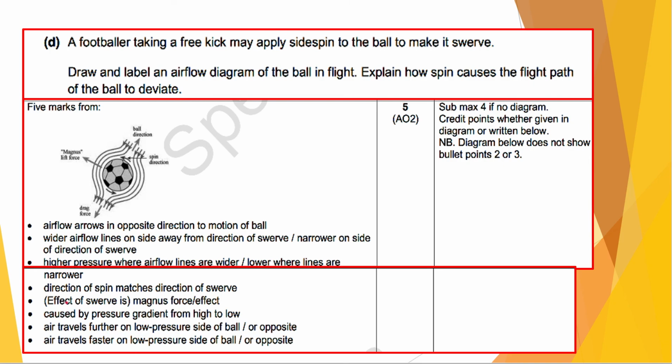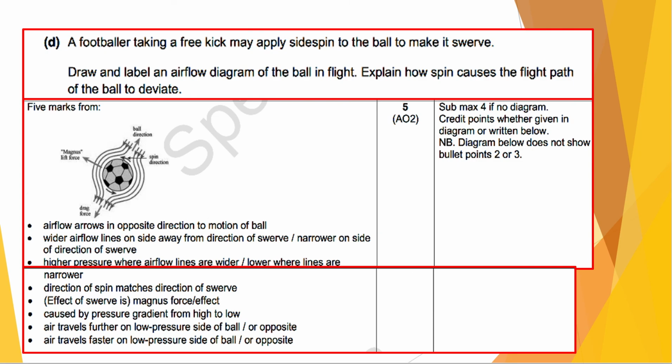And then the explanation: it's caused by the pressure gradient that's created from high to low pressure. The air travels further on the low pressure side of the ball and vice versa. Okay. And that's it in terms of past questions.